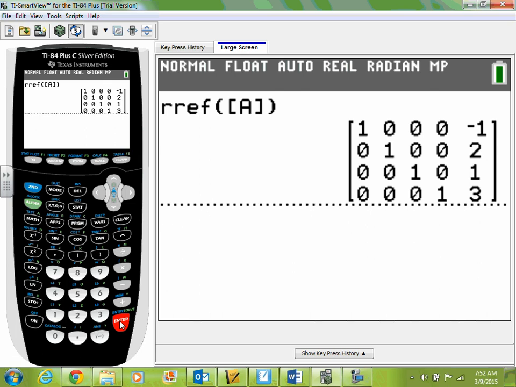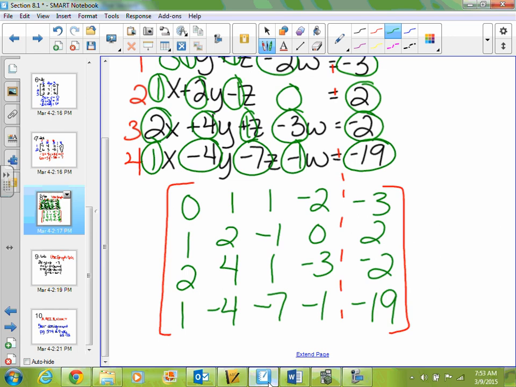So what this tells us is that x is equal to negative 1. Y is equal to 2, Z is equal to 1, and W is equal to 3. Okay, so I know that x is equal to negative 1, y is equal to 2, z was equal to 1, and w was equal to 3. Okay, so each of those descending numbers represent your different letters.